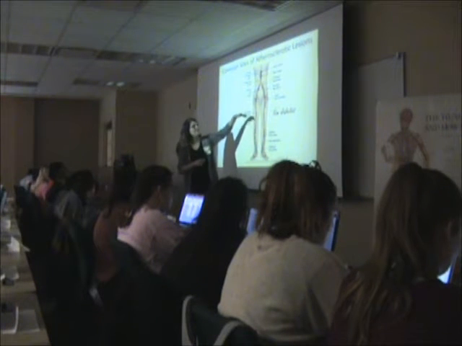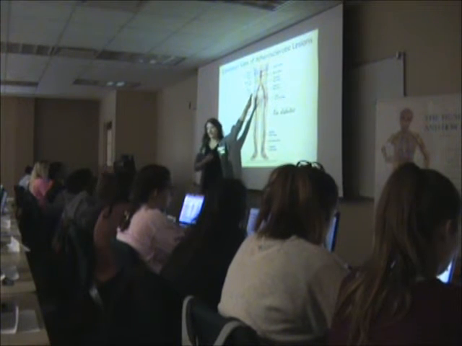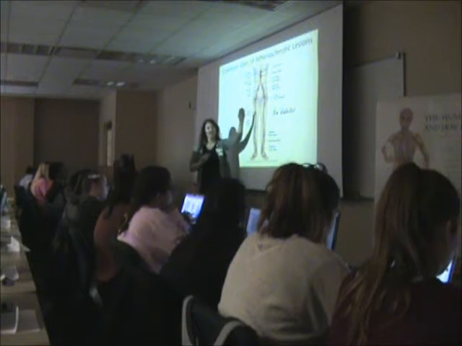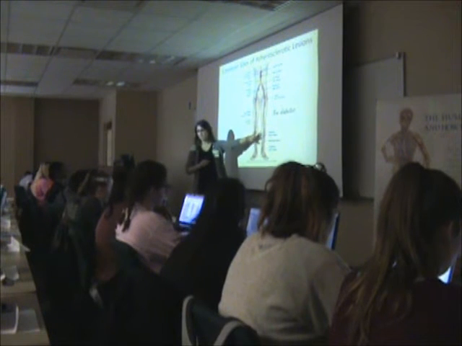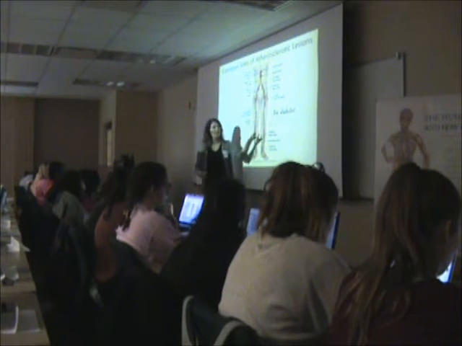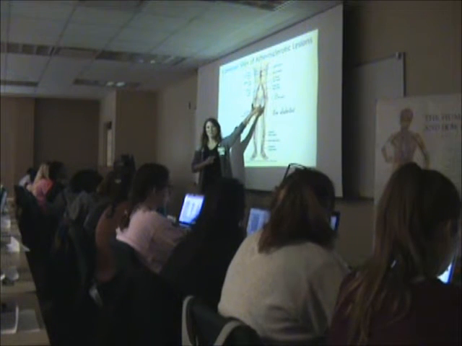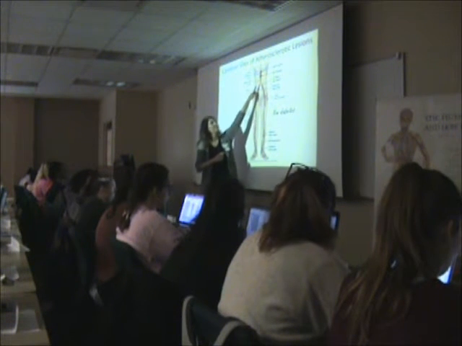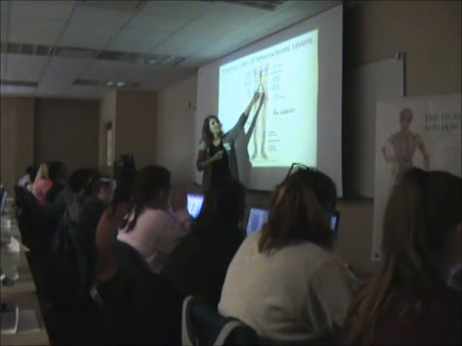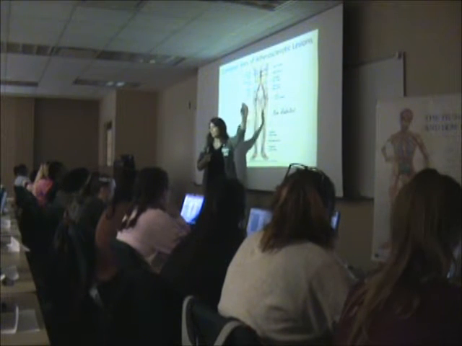So the higher up the blockage, the higher up the intermittent claudication. If you have blockage down here, it's going to cause calf muscle cramping. If you have blockage here, it's usually going to cause thigh cramping. If you have it way up here in the iliac artery, it's more than likely going to cause gluteal cramping.